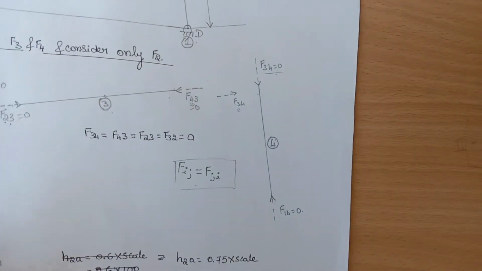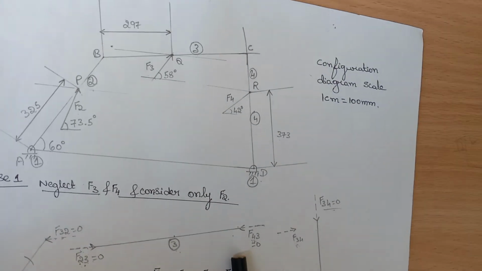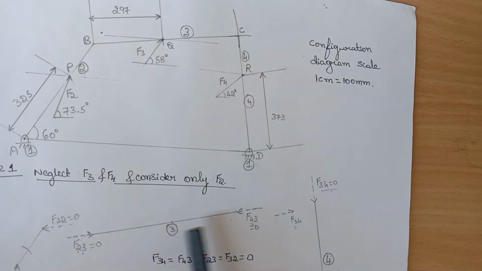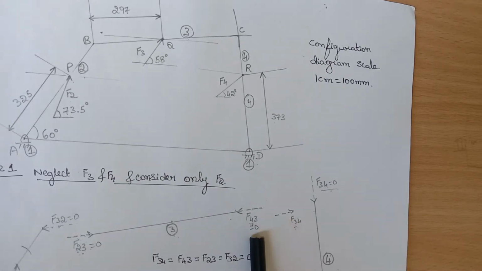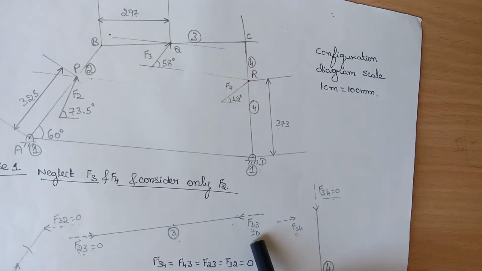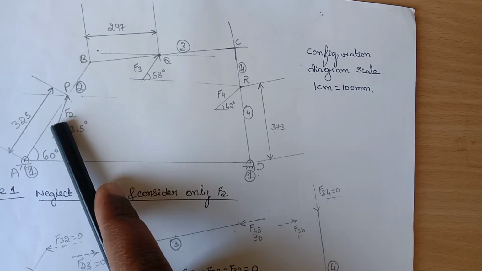Hello everyone. A few students are having one doubt regarding the value of these forces. How to take this value as 0, I will explain now. I am talking about a 4-bar mechanism which is subjected to 3 forces.